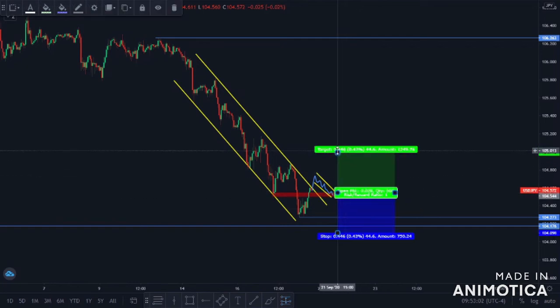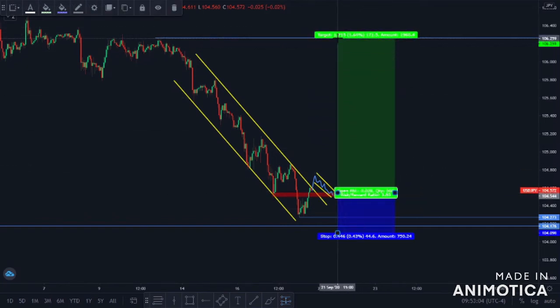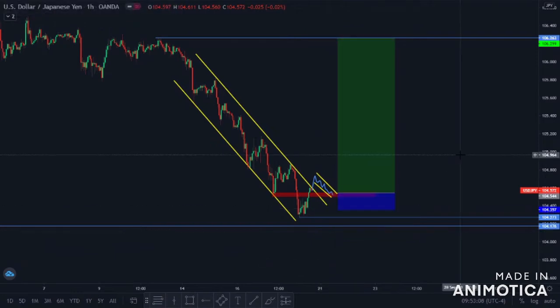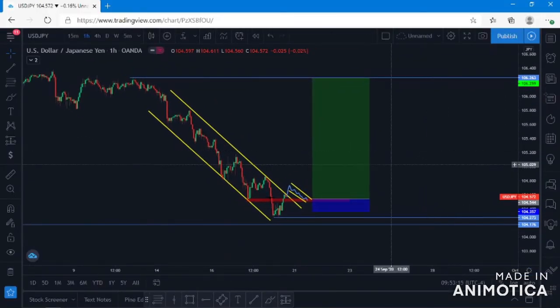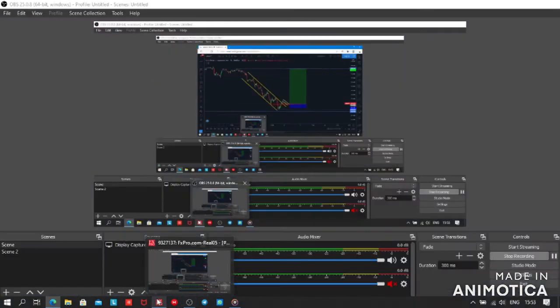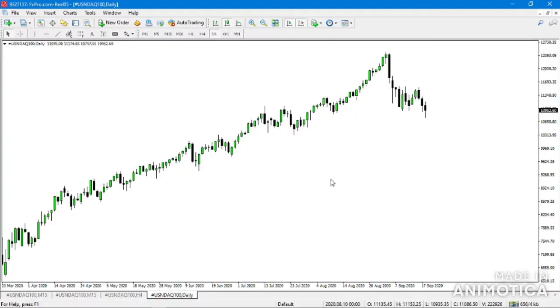All right, and obviously long-term target be up there. Okay, so that's just my view for USDJPY. Let's just take a look at NASDAQ. All right, there we go.